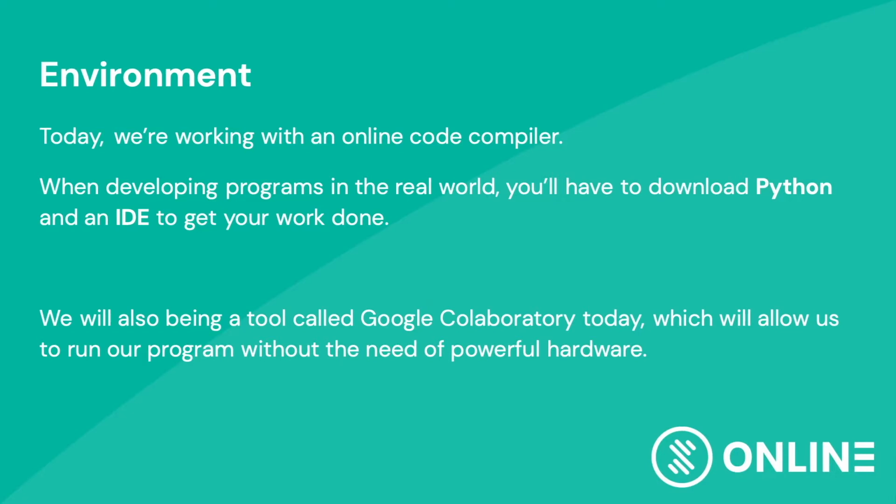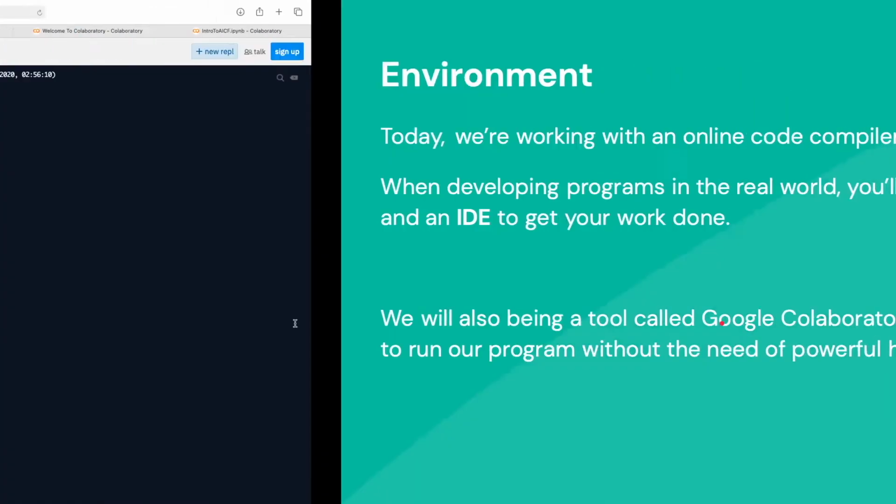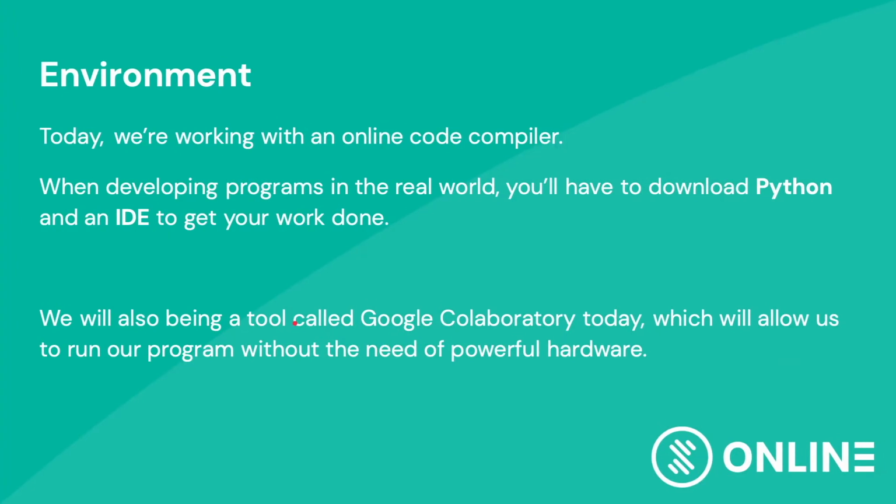An IDE stands for Integrated Development Environment, and it's basically a tool or program that allows you to program. It gives you a variety more options, more power than these online tools will give you. Today we're also going to be using a tool called Google Collaboratory, which will allow us to run our program, share it, do all sorts of cool things without the need of powerful hardware. Because when you're doing a lot of machine learning, you either need to have a lot of powerful hardware on hand or have a lot of remote powerful hardware, and that's what we're using, the remote variant.